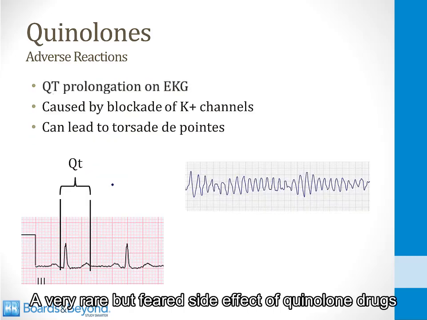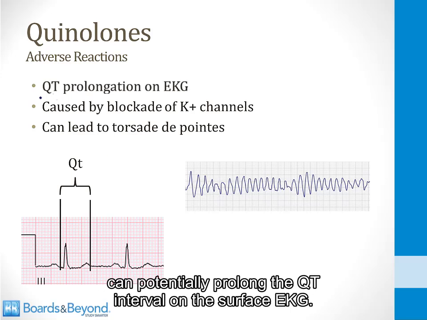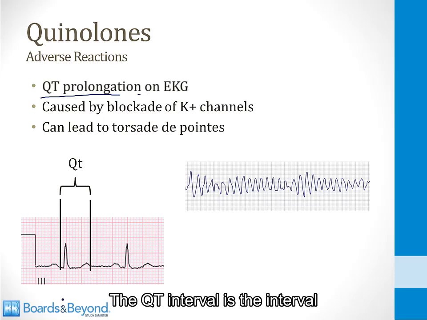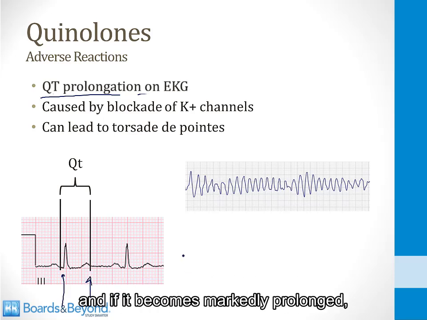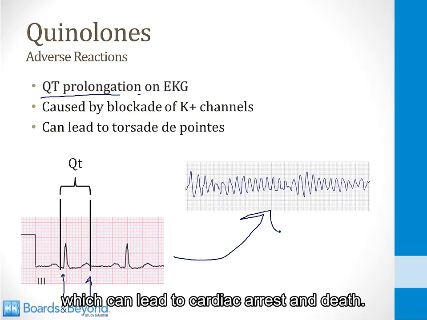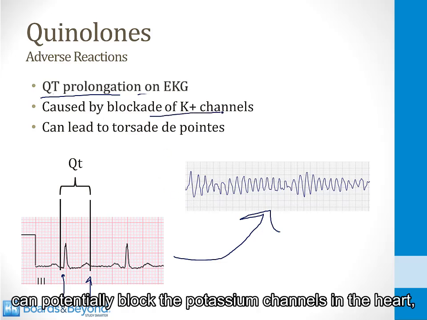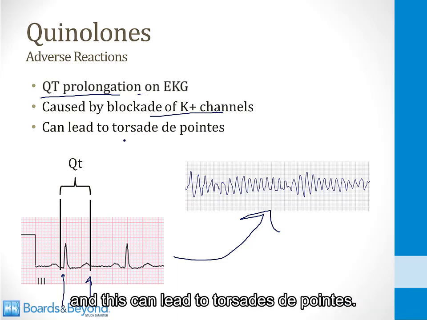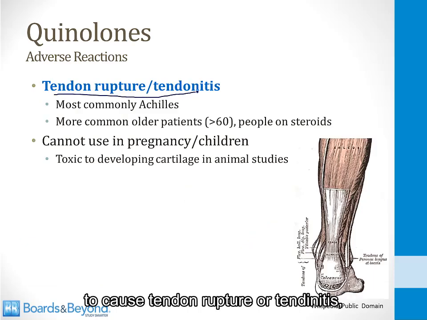A very rare but feared side effect of quinolone drugs is cardiac arrest. This can occur because these drugs can potentially prolong the QT interval on the surface EKG. The QT interval is the interval from the beginning of the Q wave to the end of the T wave, and if it becomes markedly prolonged, that can lead to the arrhythmia torsade de pointes, which can lead to cardiac arrest and death. This occurs because quinolones can potentially block the potassium channels in the heart, and this can lead to torsade de pointes.